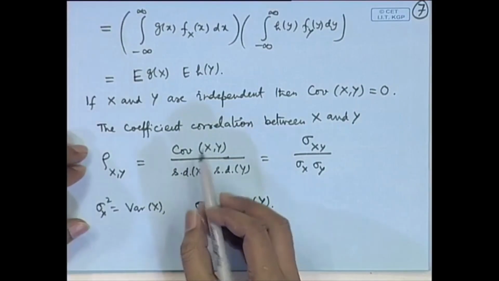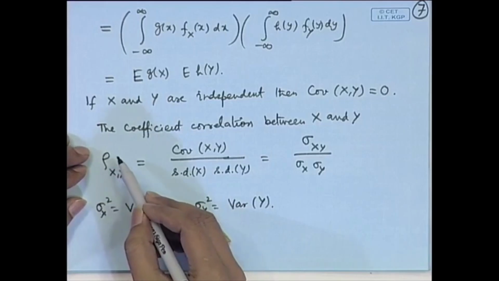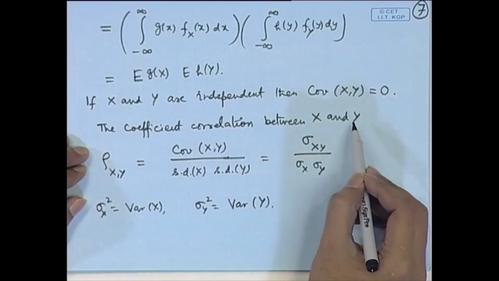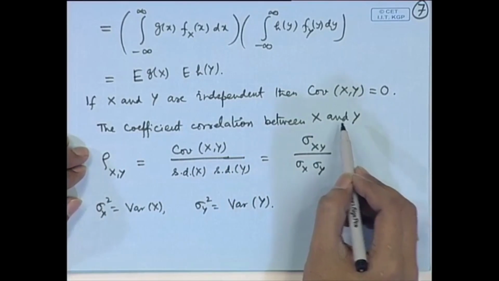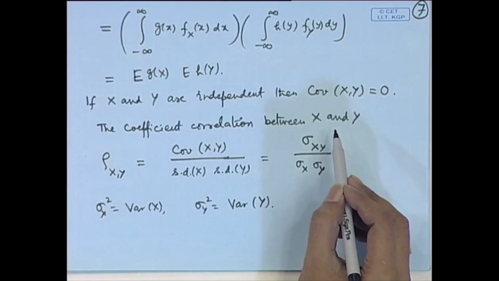Now, the question arises that what this correlation coefficient between x and y represents. So, we claim that this gives a measure of linear relationship between the random variables x and y.